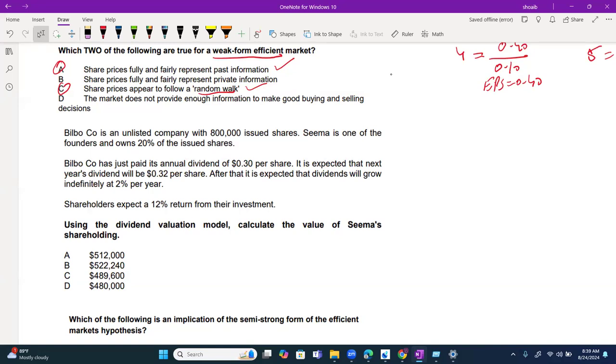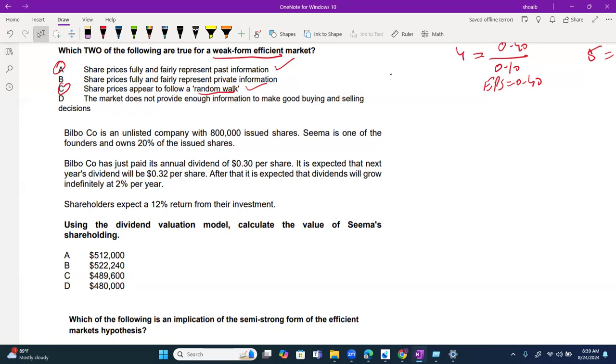Next is Bilbo Company, an unlisted company with 800,000 issued shares. Seema is one of the founders and owns 20% of the issued shares. So out of the total, you have 20% of the shares. Bilbo Company has just paid its annual dividend of 0.3. It is expected that next year's dividend will be 0.32. After that, it is expected that the dividend will grow indefinitely at 2% per year. Shareholders expect a 12% return from their investment.